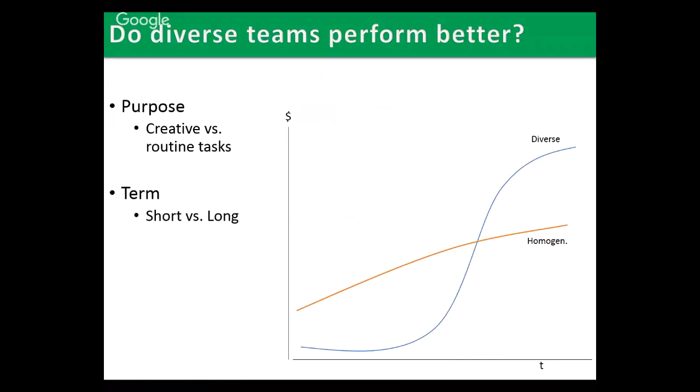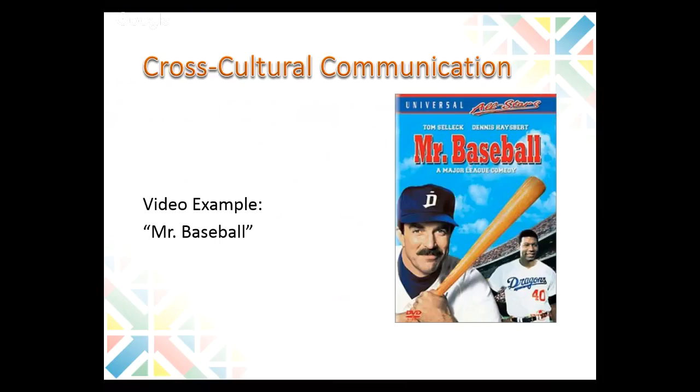Likewise, no matter what the task is, in the short run, people from culturally diverse backgrounds tend to not work so well together. It takes some time for them to adjust. But then over time, as they get used to one another, as they learn each other's methods and styles, they actually tend to outperform homogeneous teams. It usually takes a few weeks for them to get used to one another, but after that, they tend to perform better than culturally homogeneous teams.